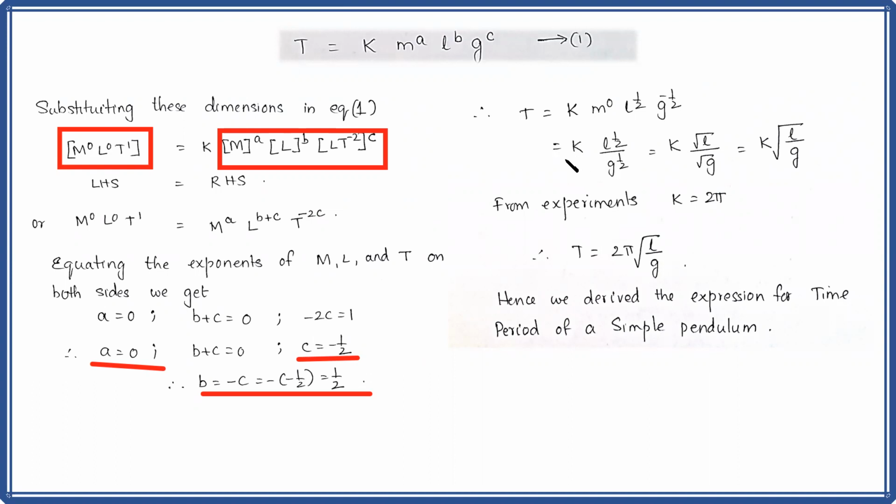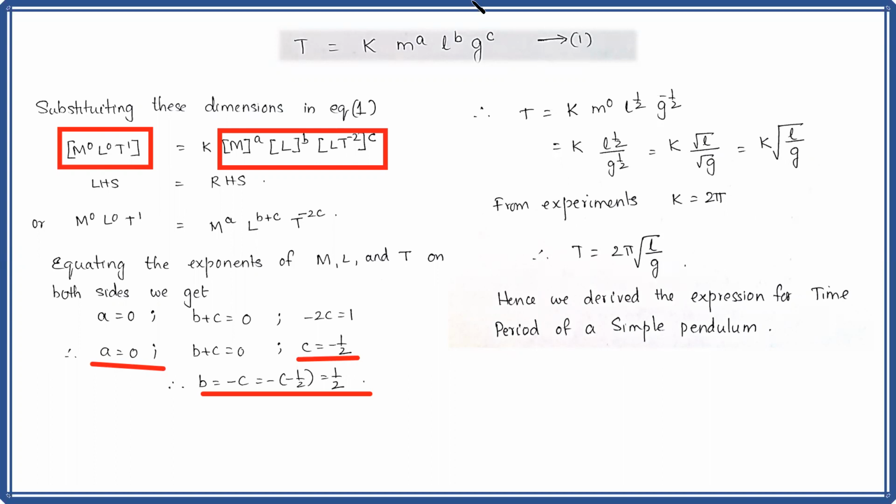Substitute: t is equal to k into L to the power of half by g to the power of half, that is equal to k into under root L by under root g, that is equal to k into under root L by g. From experiments, they found k is equal to 2 pi. Substitute the value. Therefore, t is equal to 2 pi under root L by g.